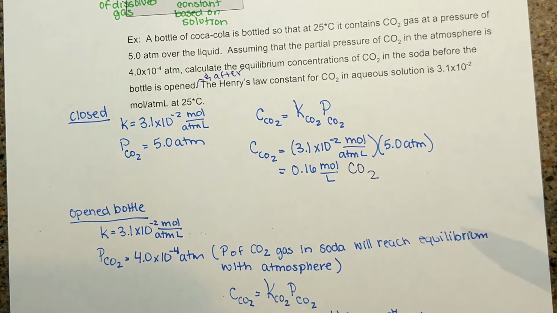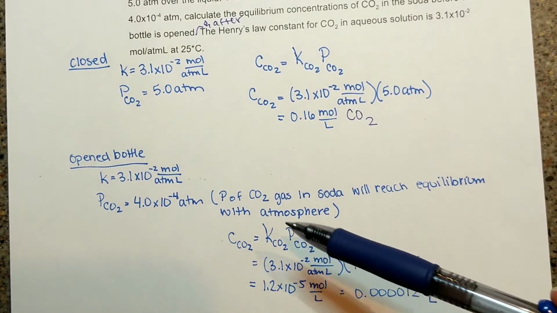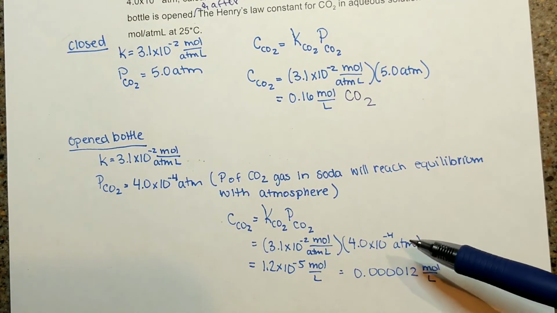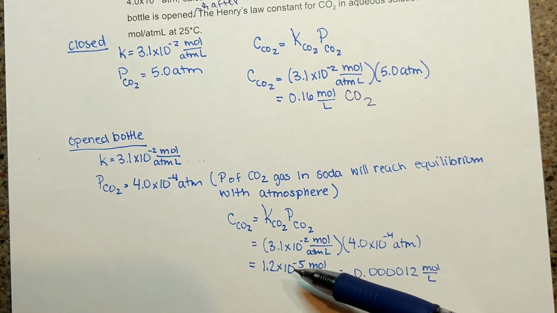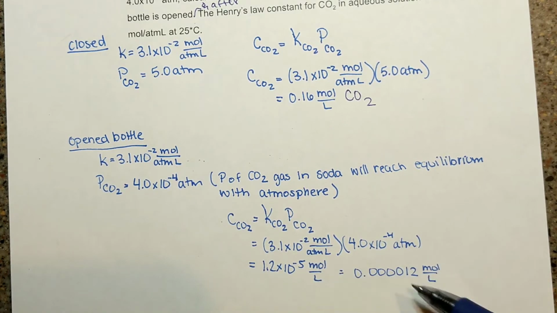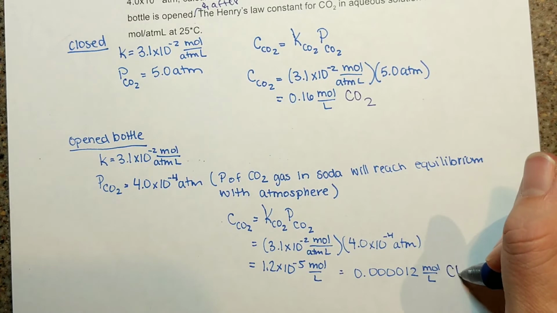Looking again for my concentration of carbon dioxide, I use my same constant times my new pressure above the soda, and I get 1 times 10 to the negative 5th moles per liter. Writing that out just so you can see the difference, it's 0.00012 moles per liter, or molar carbon dioxide.